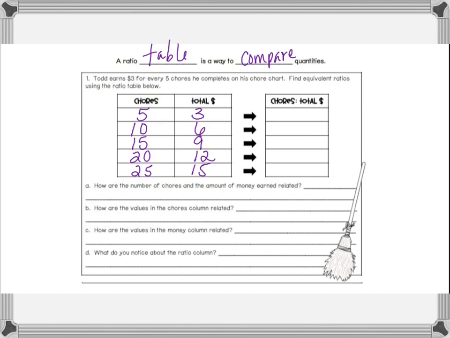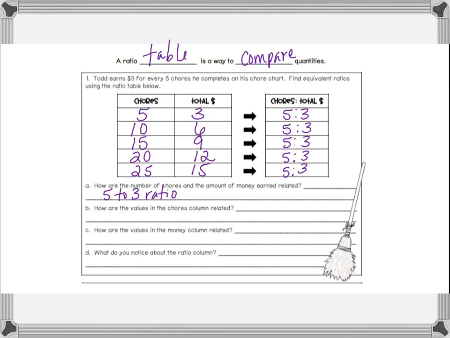We could take every single one of these situations and it would simplify down to a 5-to-3 ratio. So all of these are equivalent because they do simplify down to 5-to-3. So our number of chores and the amount of money earned are related using a 5-to-3 ratio.